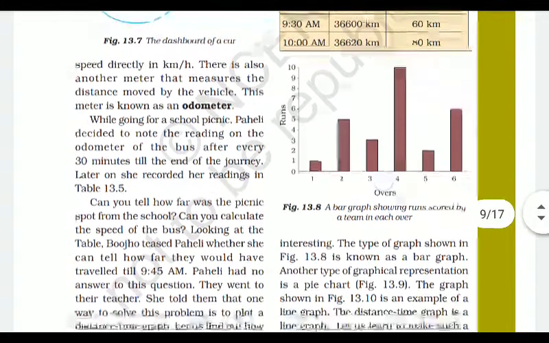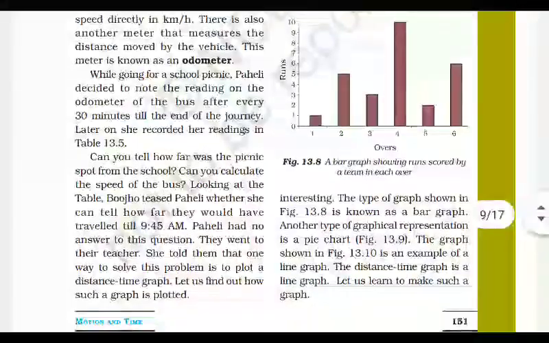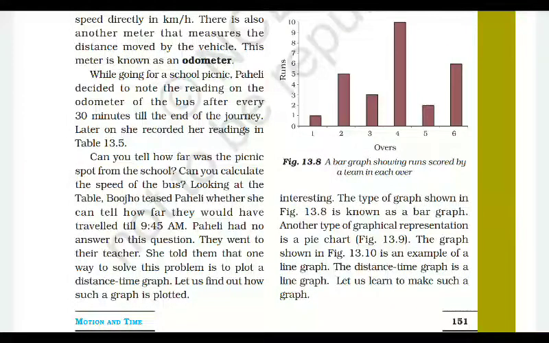Boojho teased Paheli whether she can tell how far they would have traveled till 9:45. Paheli had no answer to this question. They went to their teacher, and she told them that one way to solve this problem is to plot a distance-time graph. Let us find out how such a graph is plotted.